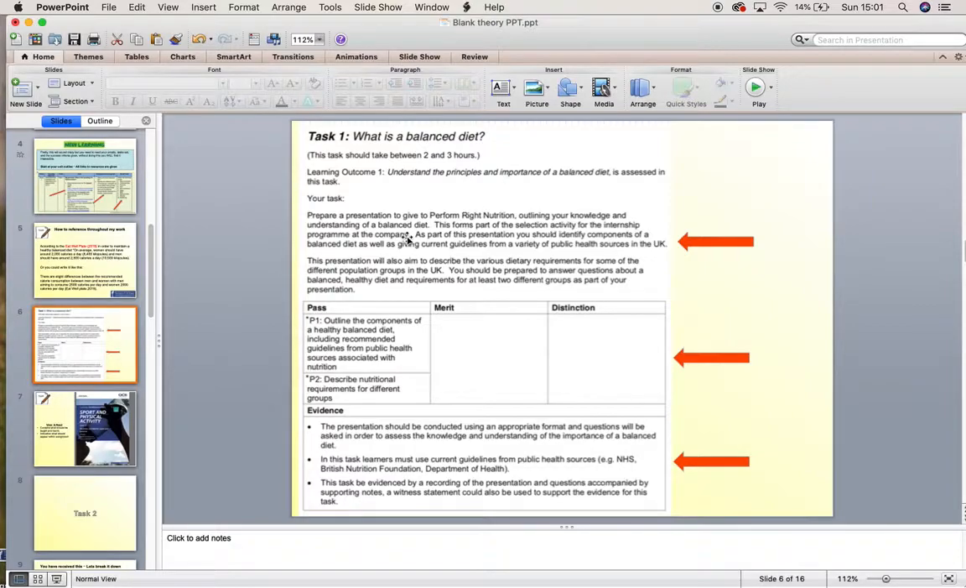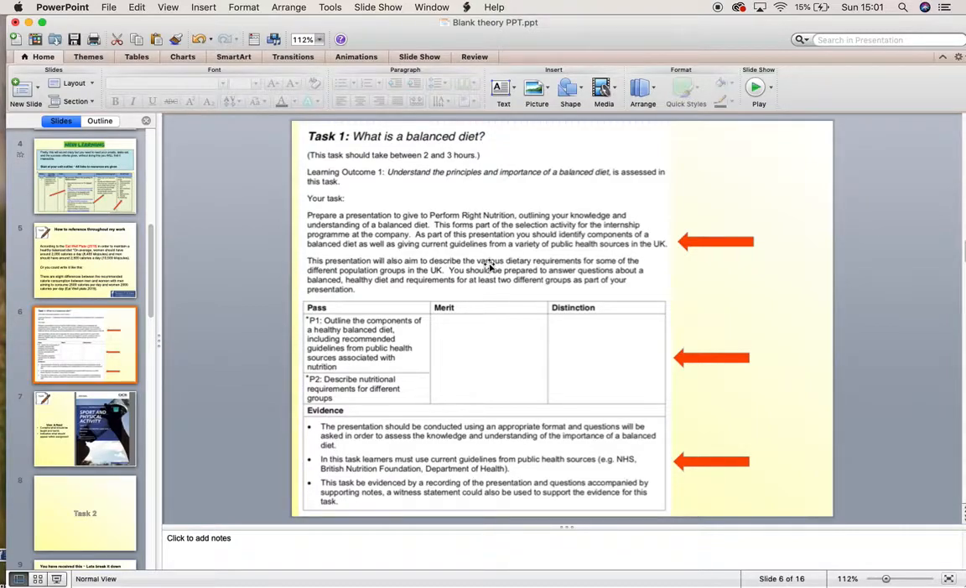We could turn the articles that you've already written into one when you come back to school, and we'll work on that then. So don't worry too much about that. I'd rather you just cracked on with the rest of the stuff. But it does say, for those of you that haven't finished or haven't quite got there yet, this forms part of the selection activity for the internship program at the company. As part of this presentation, you should identify components of a balanced diet.